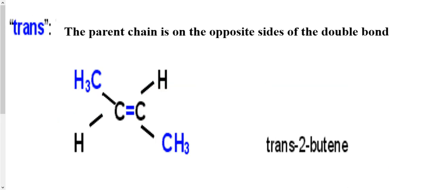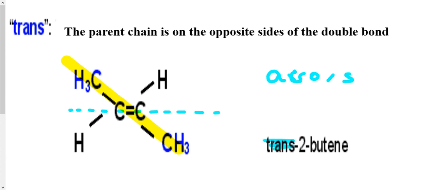In a case where I imagine my plane going through the double bond, and then highlight the parent chain, I'm up, across, and down. My parent chain appears to go across or to traverse the double bond. Whenever we go across the double bond, we use the prefix trans. This is trans-2-butene. It's hard to see the structures for cis and trans when we draw them.